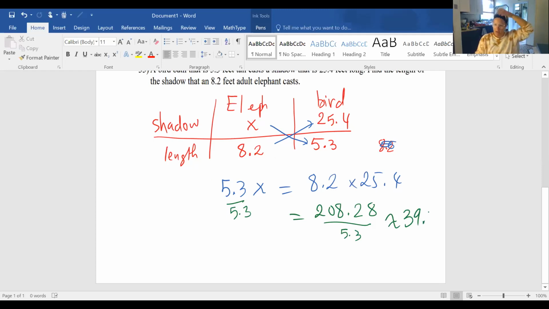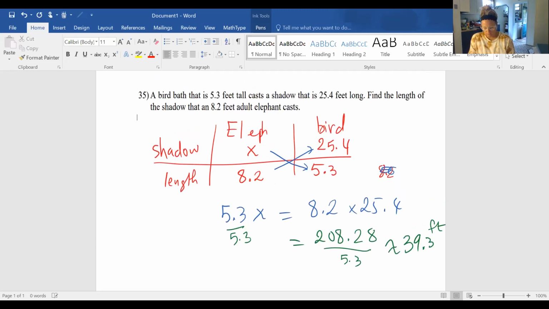Round it. You can round to 39.3, right? Okay. Everybody see that? Again, the small table we did over there is a good help. Once you got your right columns, you just cross multiply. That's it. Okay? You just cross multiply.